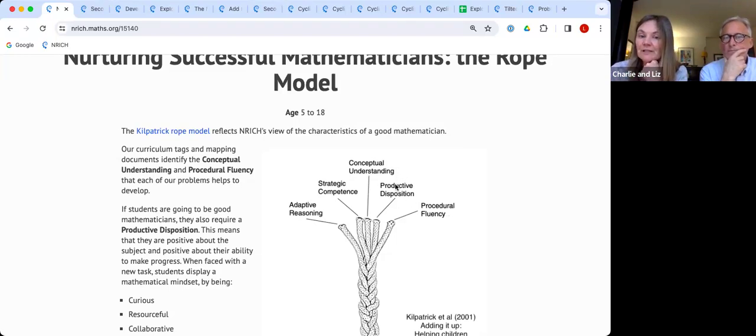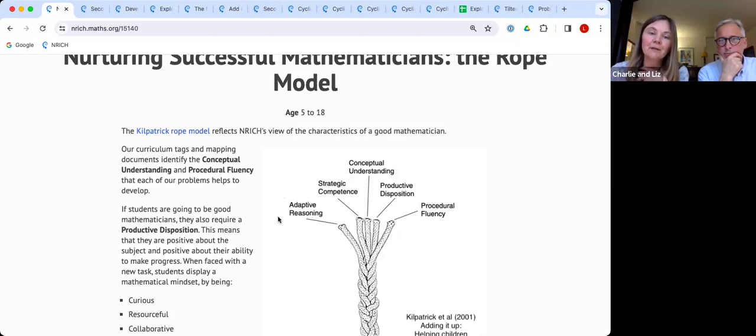The productive disposition is about students seeing mathematics as worthwhile. It's about them having what we might refer to as a growth mindset. You know, I believe that if I work hard at mathematics, I can get better at the subject. I enjoy it, and I'm prepared to be resilient as I work on mathematical problems. Again, that's reflected on the website, and we have organized our resources according to mathematical mindset, and we'll show you that shortly.